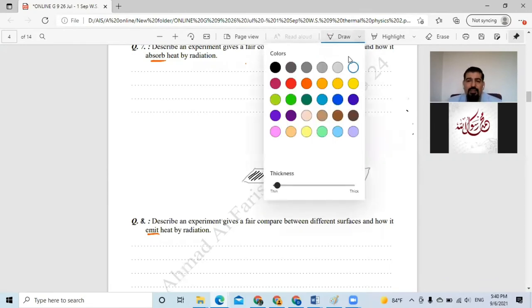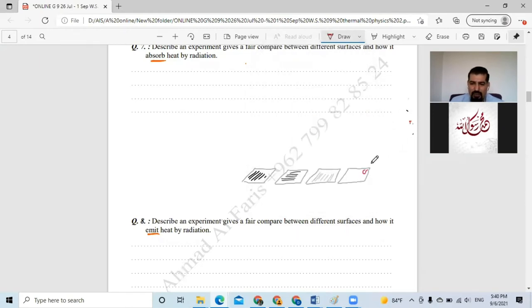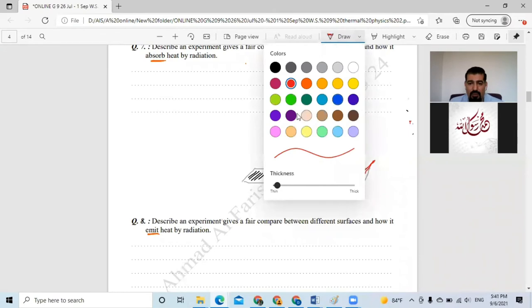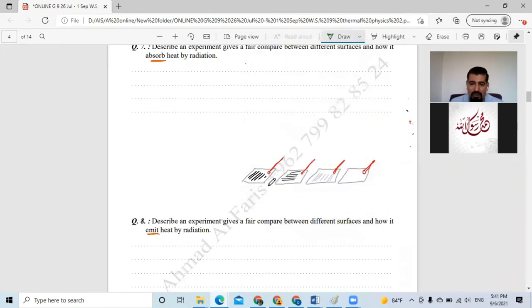Okay. So the idea is what's happening here. If I put a thermometer on each one of them, and I compare their rise in temperature during the same time of heating, or I can put the same amount of wax on each one of them and see which one the wax melts on first. If I put wax here, wax here, wax here, and compare which one the wax on it will melt first, this one will be the best absorber of heat, which is the dull black surface.